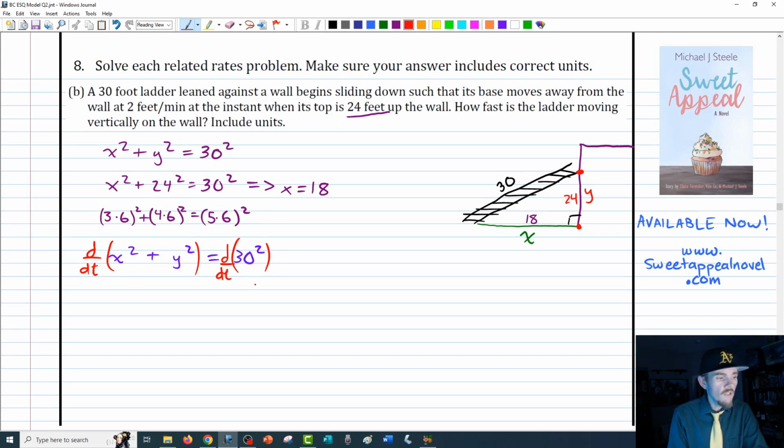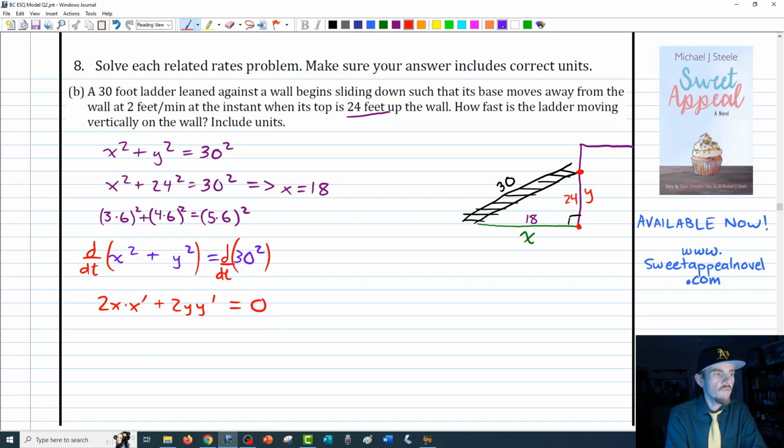So when you go to differentiate, the right side's easy. It's going to be 0. 30 is a number, so 30 squared is definitely a number as well. In fact, it's 900. That derivative is 0. On the left side, though, we're going to get 2x times x prime, because x is connected to t, and 2y y prime, all equal to 0.